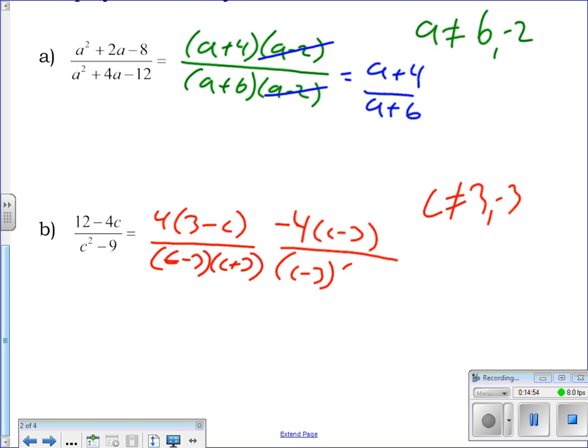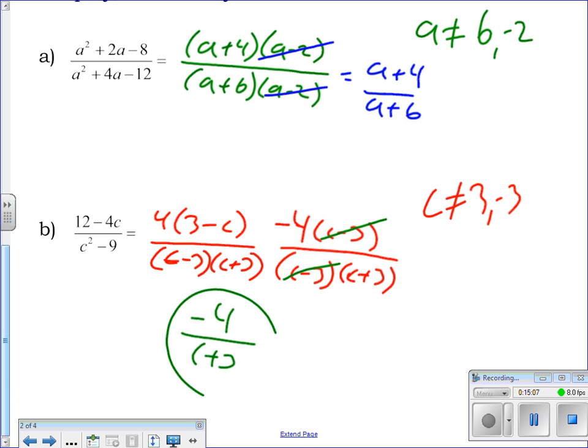And then I have c minus 3, c plus 3 in my denominator. Now I can reduce. My minus 3's cancel, and my answer is negative 4 over c plus 3. Okay. See why I said factoring was such a big deal? We're going to be doing a lot more of this stuff. Factoring is a very big deal for what we're doing today.